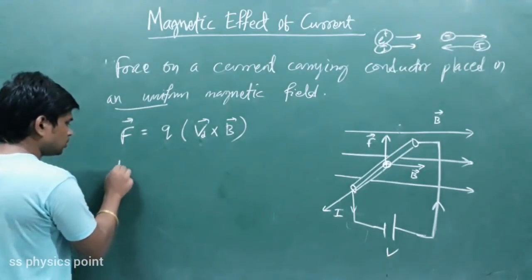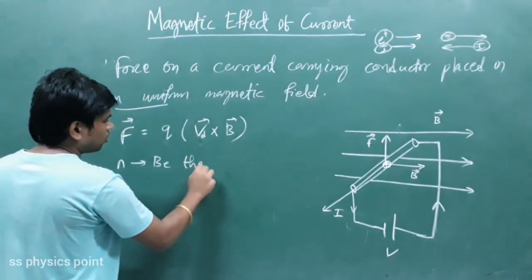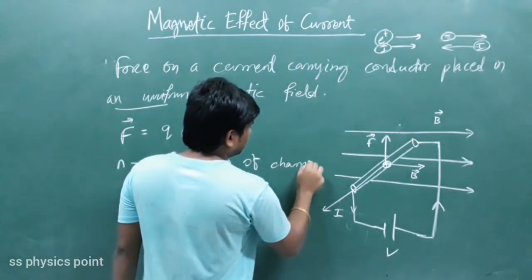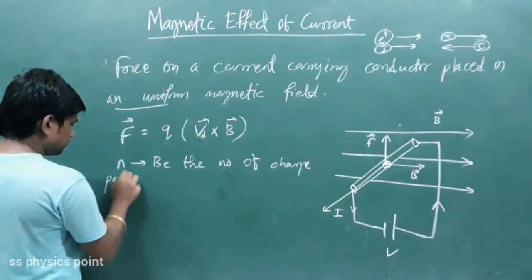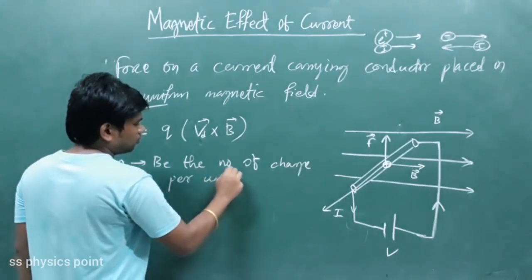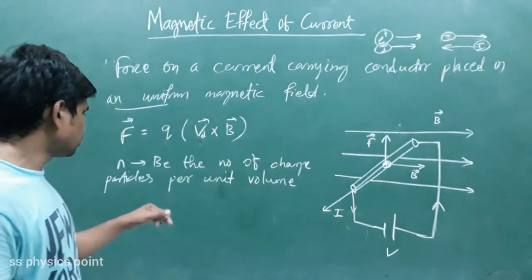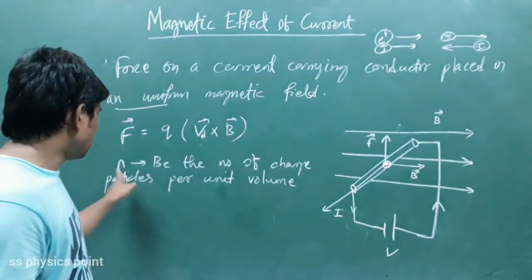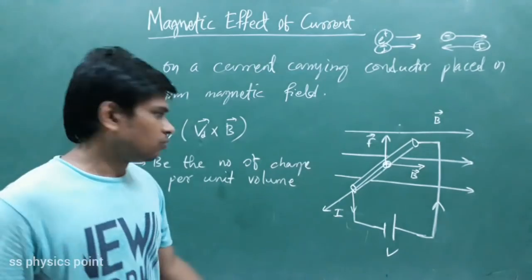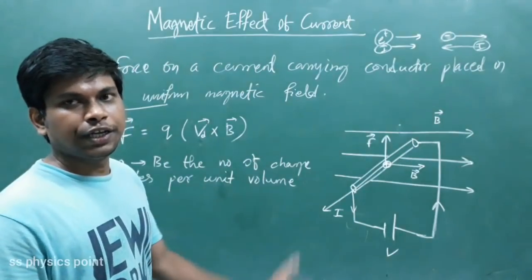we need to first calculate. Let small n be the number of charged particles per unit volume. We don't know how much charge there is, so let us consider small n to be the number of charged particles per unit volume. In one unit volume, n number of charged particles are there.